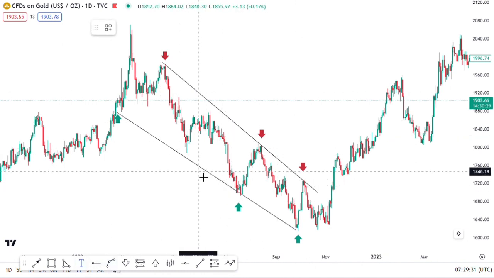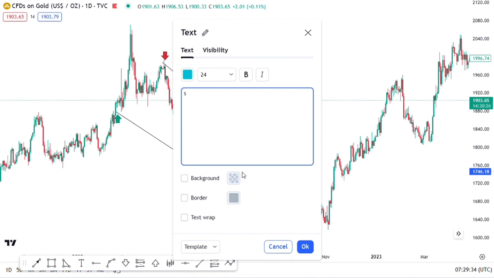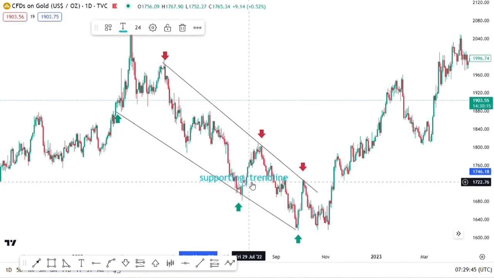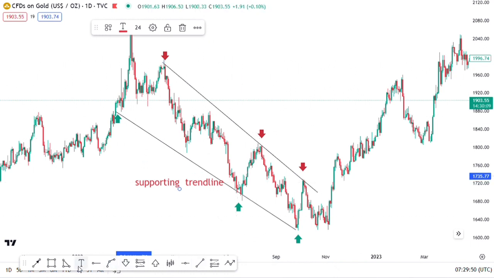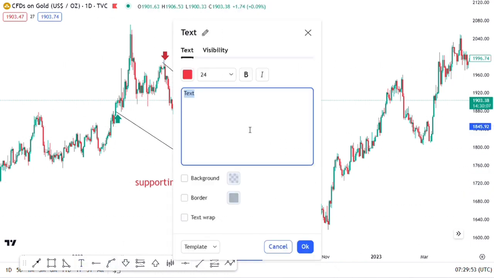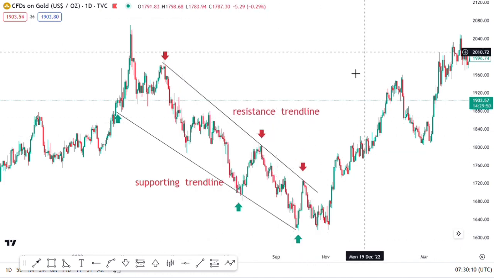Let me just give this a name again. This is our supporting trend line right here. And then I got my resistance. This is a resisting trend line. Okay, I got a supporting trend line and a resisting trend line.